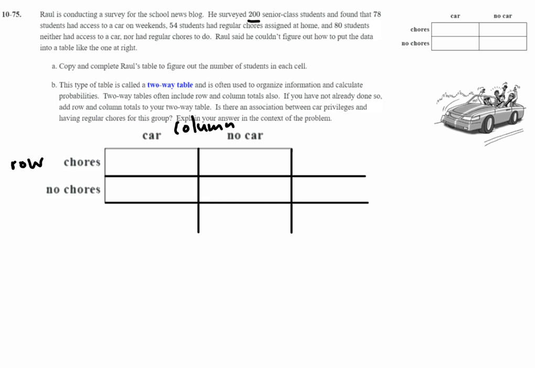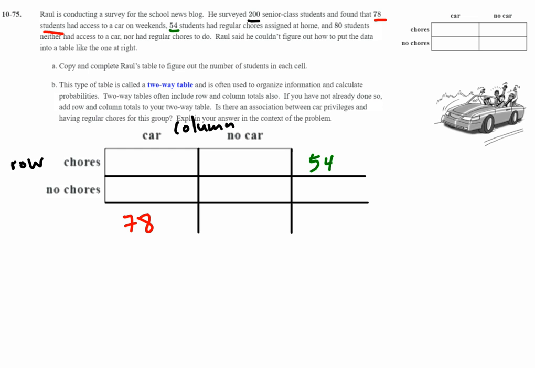So the information they gave us is that the senior class students found that 78 students had access to a car. Now I know nothing about if they have chores or not. So that's where it's going to be a column sum, that I have 78 students that have a car. So fill this in with me that we have 54 students have regular chores, which would be a row sum.